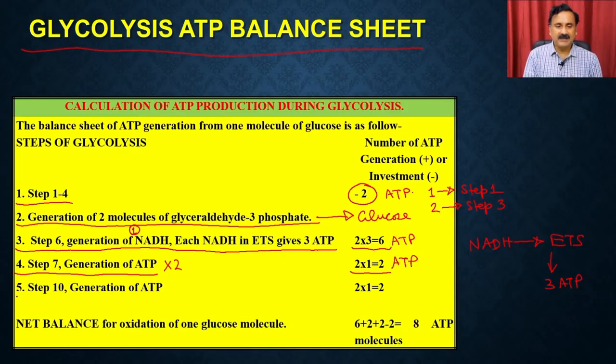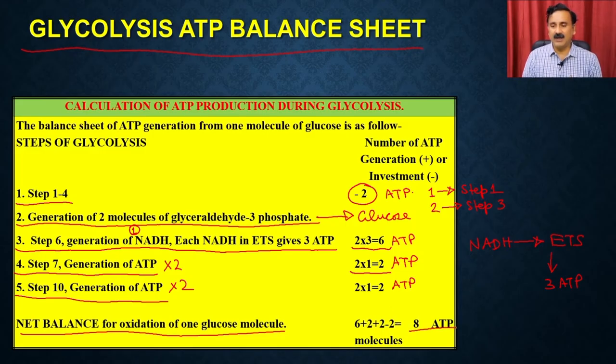And then in the last step, when the pyruvate is being generated, again we are going to have ATP generation. And since we are starting with 2 molecules of glyceraldehyde 3-phosphate, there will be 2 ATP molecules generated. Now if you see the net balance, we have 6 molecules, 2 molecules, 2 molecules. So 10 molecules are being generated, and then we have utilized 2 molecules. So actually 8 ATP molecules are going to be generated after each glucose molecule oxidation.